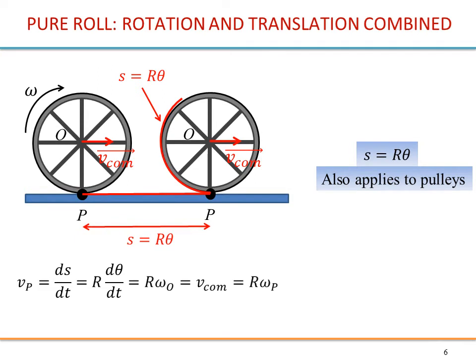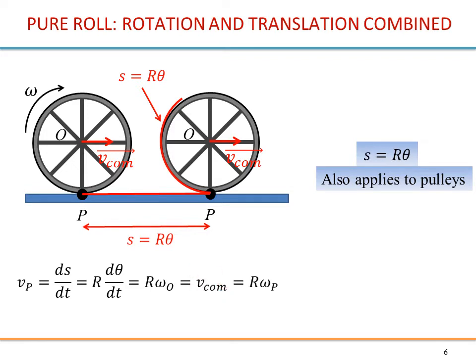Alright, so let's establish the velocity of the contact point P. It is ds/dt, or r dθ/dt, and dθ/dt is omega O, so it is this omega. By definition of the rolling, we know that P and O move exactly the same way, like this. So this velocity is also v of the center of mass.